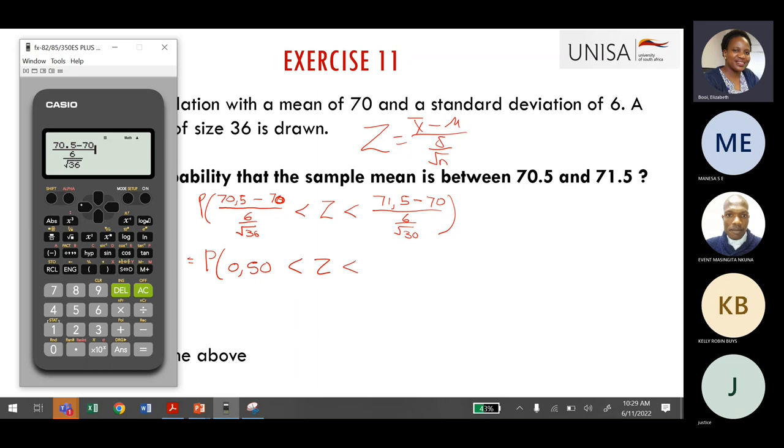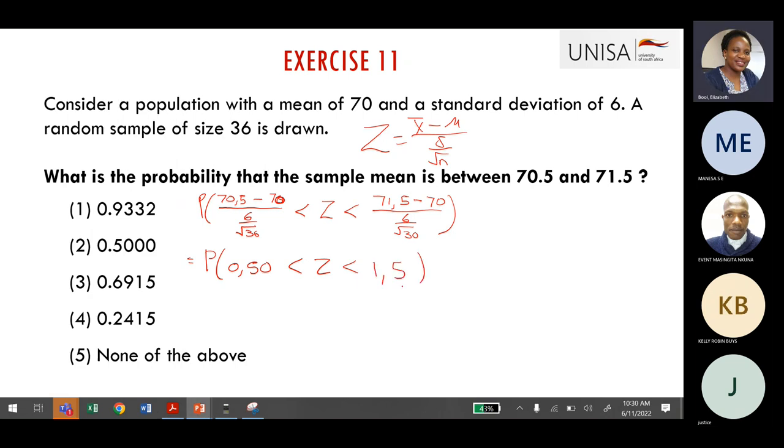Calculating the other side, I'm just going to use the same. The only thing I need to change is 70, I delete it and put the 171.5, and I press equal. And the answer is 1.5. We need to find the probability that Z is less than 1.50 minus the probability that Z is less than 0.50. So you go to the table.